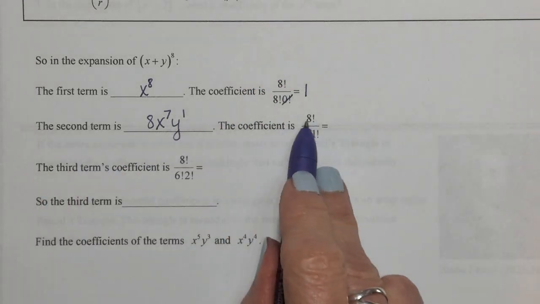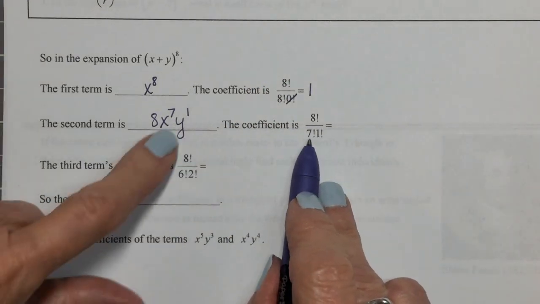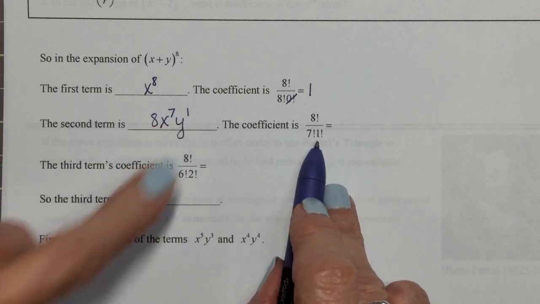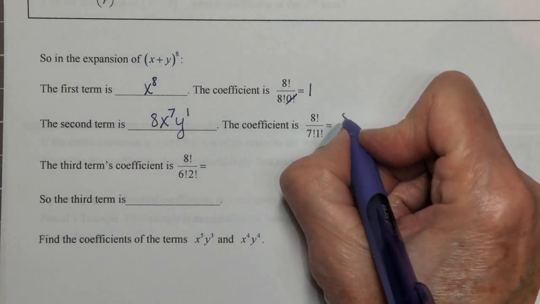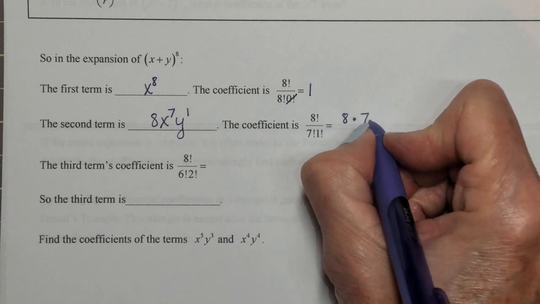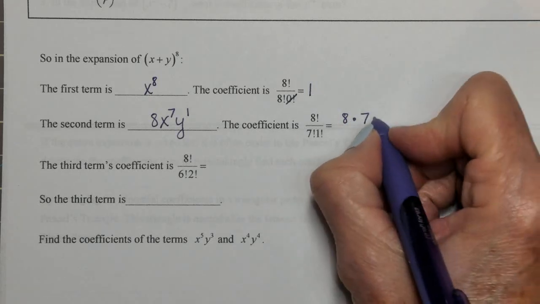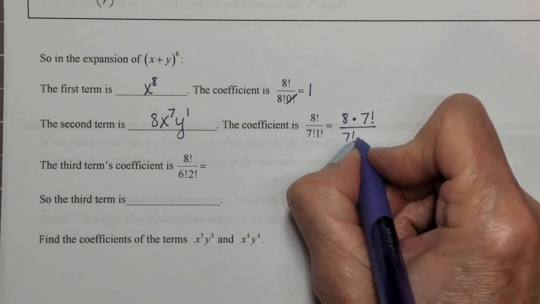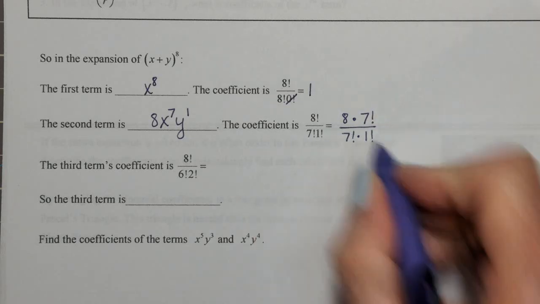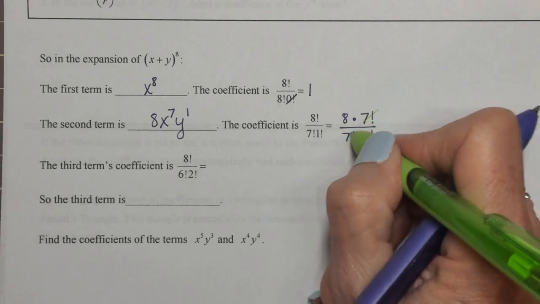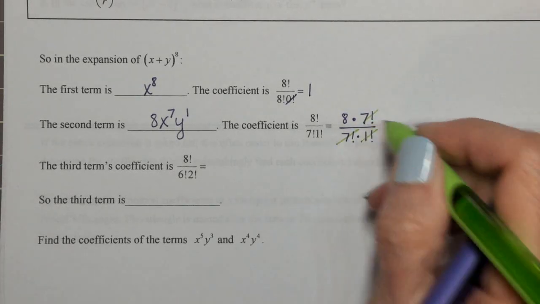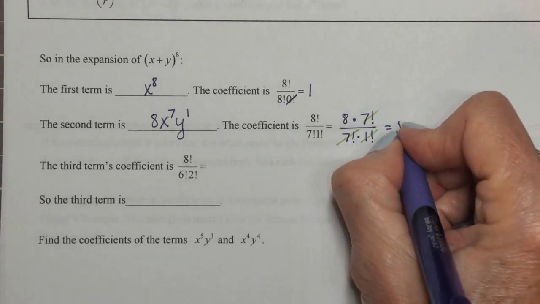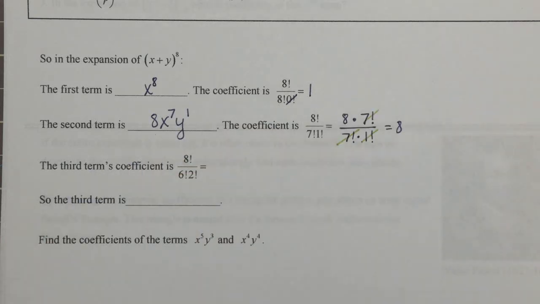So the coefficient will be 8 factorial over 7 factorial times 1 factorial, which is 8 times 7 times 6 times 5 times 4, etc. That's 7 factorial, divided by 7 factorial times 1 factorial. Well, the 7 factorials reduce out. 1 factorial is 1, so this whole thing is just 8, and that's what we got.